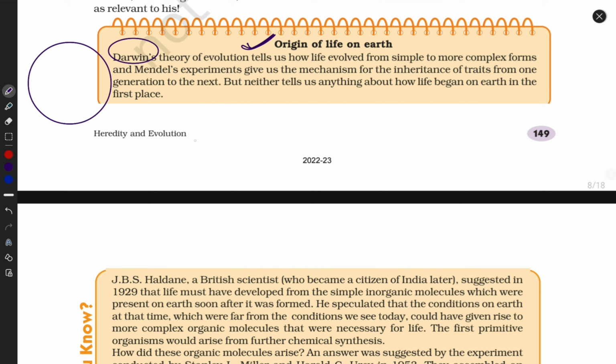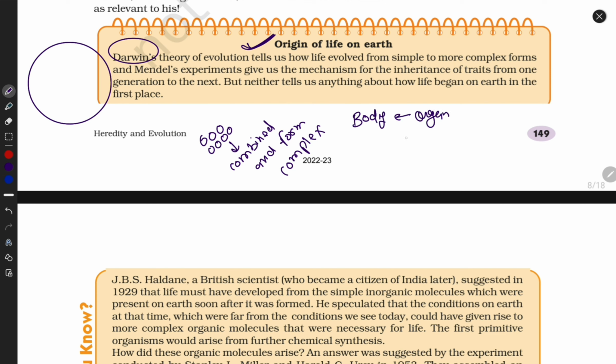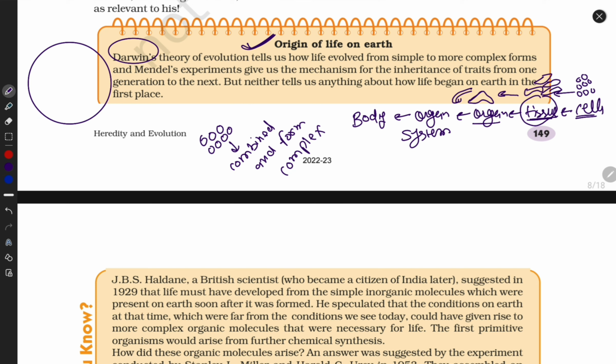He said that simple molecules combined and formed complex molecules. You know very well that our body is made up of organ systems. Our organ system is made up of different organs, our organs are made up of tissues, and our tissues are made up of multiple different cells. So simple forms, meaning cells, combine and form complex forms like tissue. Then tissues combine and form organs. Now organs are arranged in order and form a complex body.